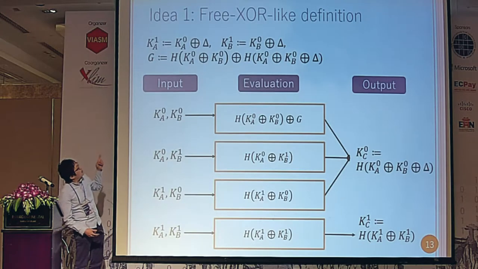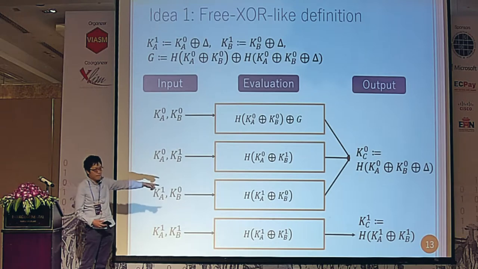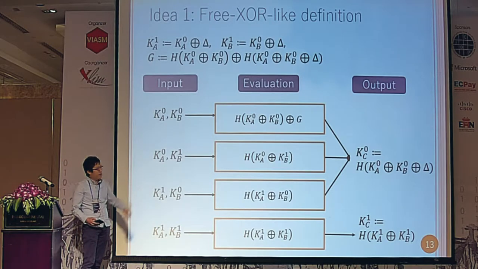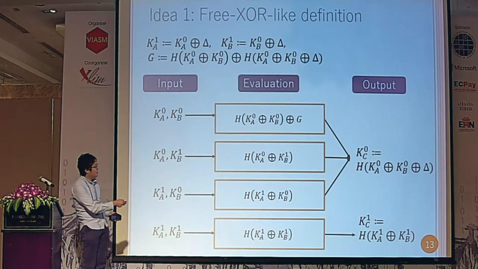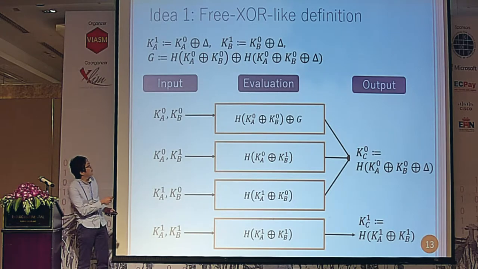We first define the one key as a zero key plus delta, and the evaluation is a hash function. If we define it so, the second case and the third case are mapped to the same values because K0 ⊕ KB1 equals K1 ⊕ KB0. In addition, to map the first case to the same value, we set the ciphertext C as this. Then this hash value is canceled and mapped to the same values.